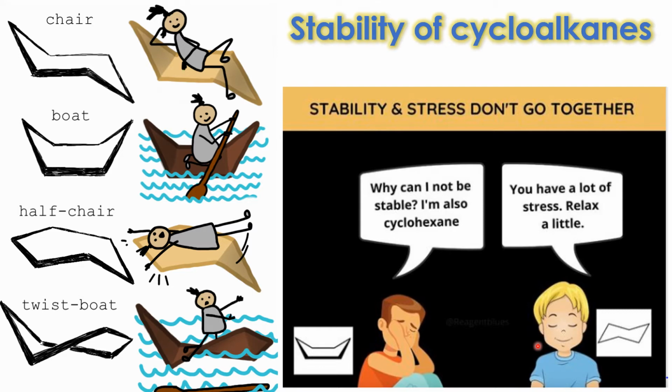Same is true with the rings. If they have a lot of stress, they will be unstable and they won't be favored. They will try to open up. They will try to form a straight chain compound rather than being forced into a ring. But if any form is able to relax itself, then it will try to exist in that form. Most of the time the compound will exist in that form.